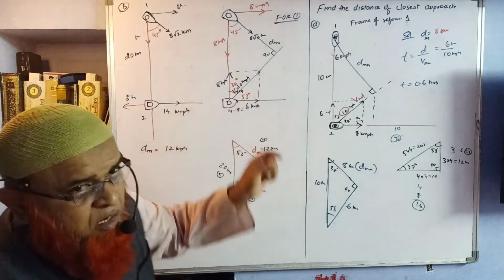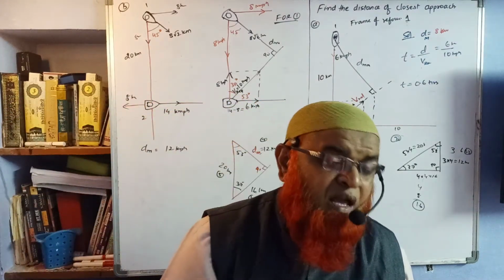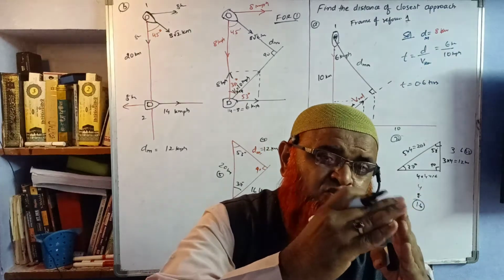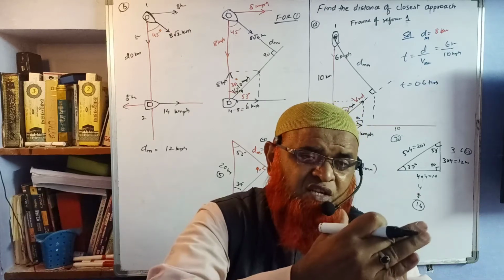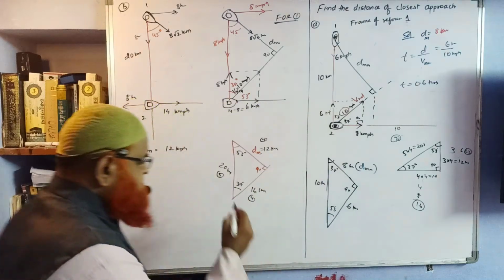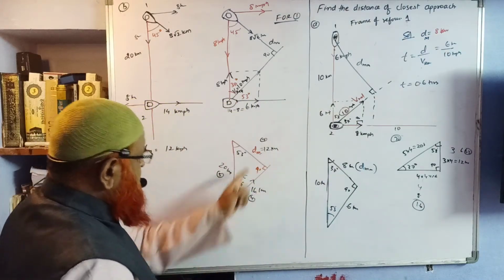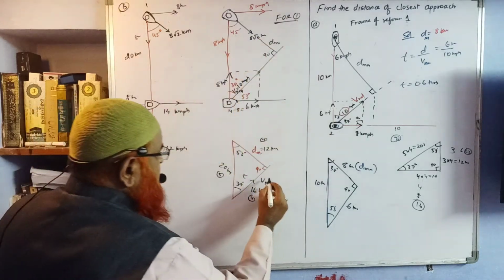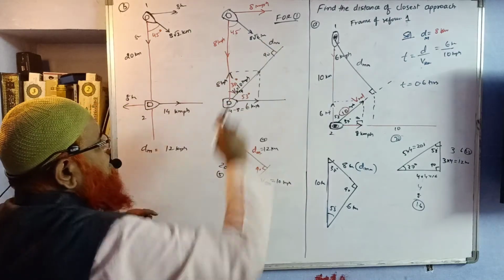Now you need to find out what is the time. At what time they will reach the distance of closest approach, how much time it will take for them to reach the distance of closest approach. You need to find out that time. It's very simple. So to find out the time, you consider relative velocity in this direction. What is the relative velocity in this direction? 10 kilometers per hour. Already we have got this one.